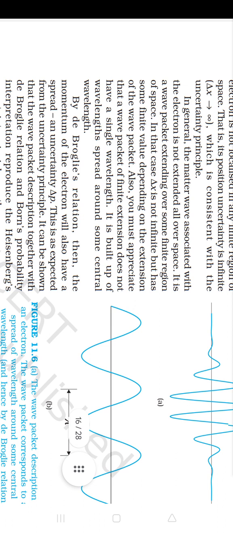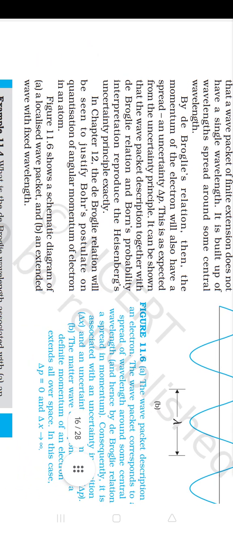In general, the matter wave associated with the electron is not extended all over space. It is a wave packet extending over some finite region of space. In that case, del x is not infinite but has some finite value depending on the extension of the wave packet. Also, you must appreciate that a wave packet of finite extension does not have a single wavelength. It is built up of wavelengths spread around some central wavelength. By the de Broglie relation, the momentum of the electron will then also have a spread, an uncertainty del p. This is as expected from the uncertainty principle.